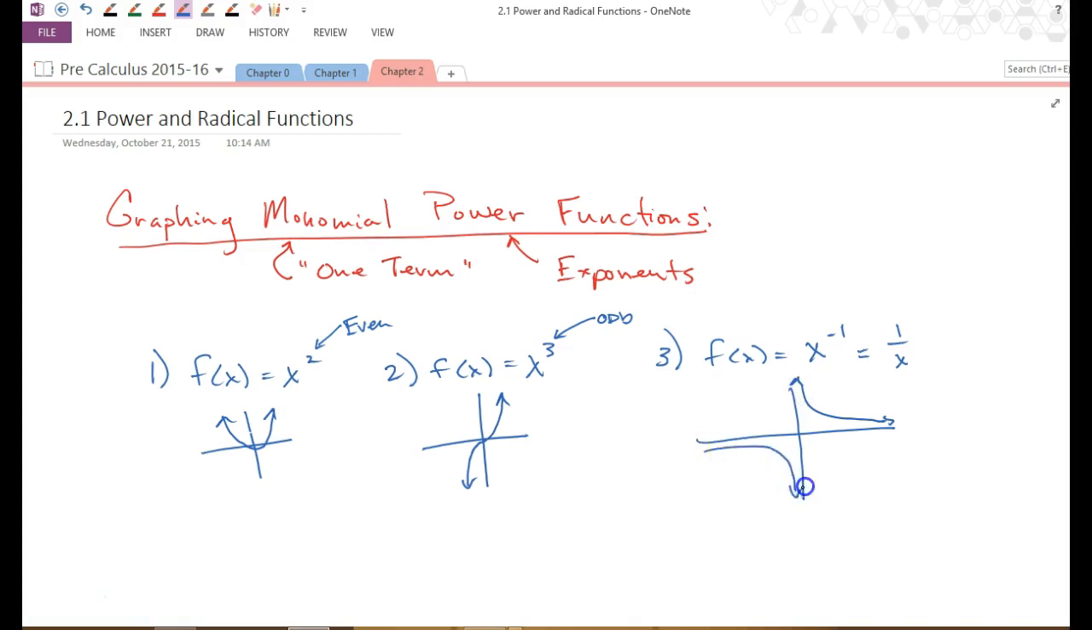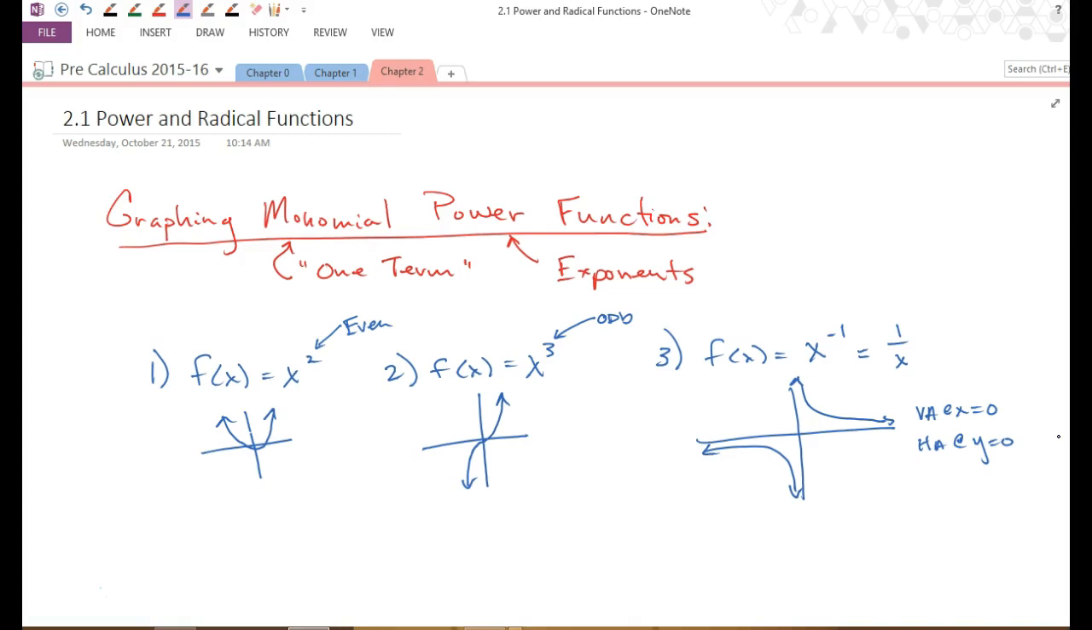It has a vertical asymptote where, what is the one value that x cannot be? So there's a vertical asymptote at x equals 0, because x cannot be equal to 0. It's an undefined value. It has a horizontal asymptote at y equals 0. You guys remember our cases? Bigger on top, bigger on bottom, or the same? It would be bigger on the bottom.